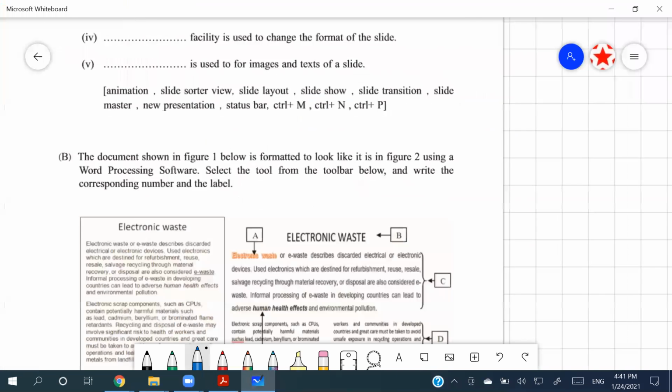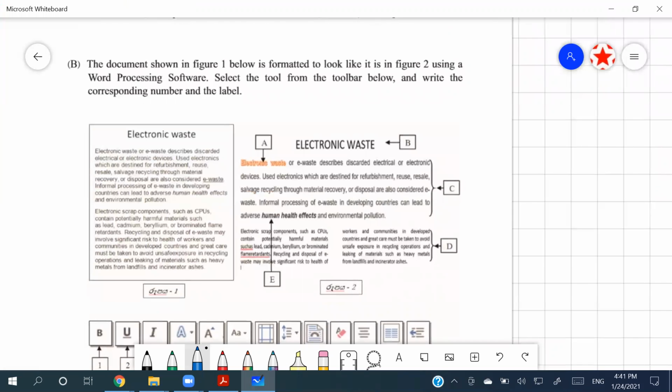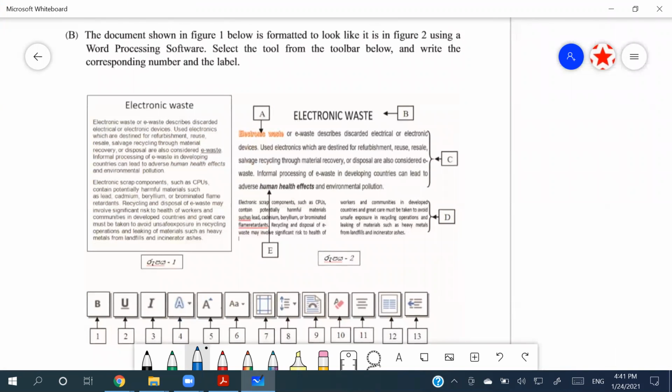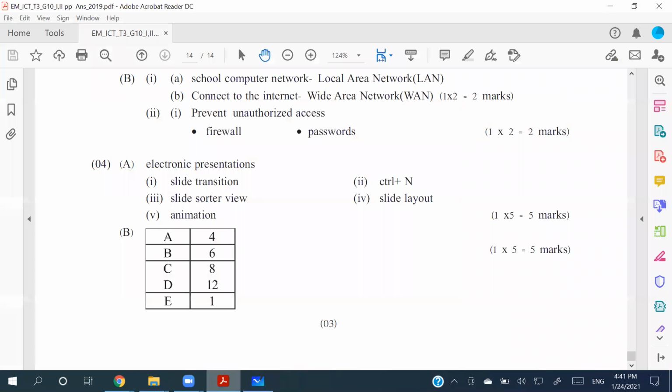So the B part. The document shown in figure 1 below is formatted to look like it is in figure 2. Using word processing software, select the tool from the toolbar below and write the corresponding number and the label. So here, the first one, they have applied WordArt, right? So it's the fourth one. So for B, electronic waste, they have increased the size. So the fifth one, right? So let's go with the marking scheme. It says, for A, it is 4th, B, it is 6th, for C and D.